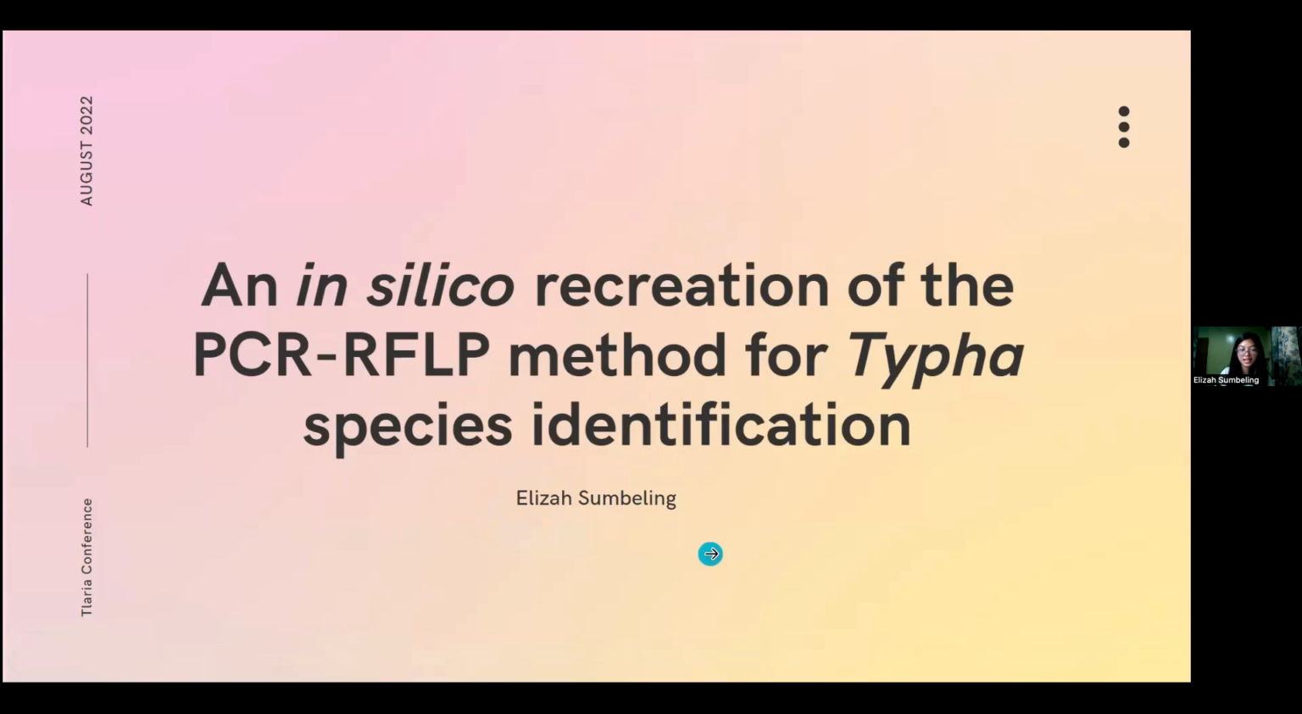So my name is Elizah, and I'll be presenting today my research study that I did this summer with my mentor, Dr. Elizah, entitled An In Silico Recreation of the PCR-RFLP method for Typha species identification.